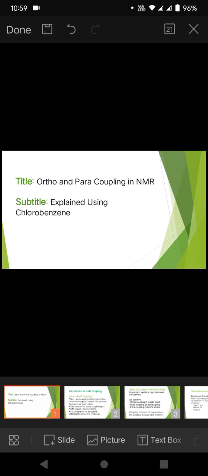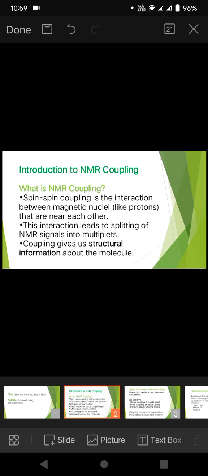So I will start from the introduction of coupling in NMR. Coupling in NMR is the interaction between nuclear spins in a molecule. We can say that NMR coupling is also known as spin-spin coupling that occurs through the electrons in the bond between atoms. Due to this interaction, the NMR signal splits into multiplets. This coupling gives us structural information about the molecule.